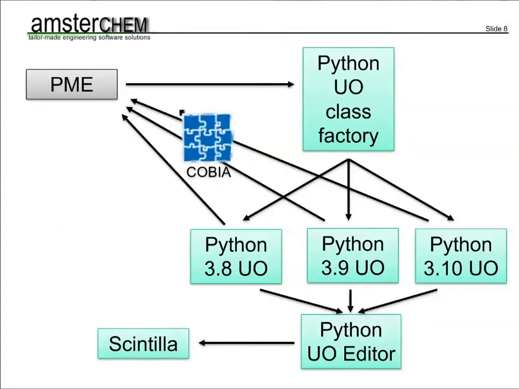So the Python unit operation isn't actually one unit operation. If you ask the Python unit operation class factory to create a Python unit operation, it will first check which Python you have installed on your system, and it will select one of the Pythons that's supported for the proper bitness. That is to say, if you run a 64-bit PME, you need a 64-bit Python. If you run a 32-bit PME, you need a 32-bit Python. So it will instantiate the actual unit operation DLL of the proper bitness and the proper Python flavor.